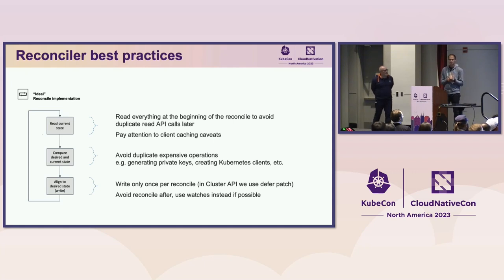The difference is really microseconds to milliseconds from just reading from the local cache versus actually going against the API server. But be aware of the caching caveats, and ideally really run the scale tests, look at the traces, see if you're actually using a cache. That really helps. Then in the second phase, just try to avoid duplicate expensive operations.